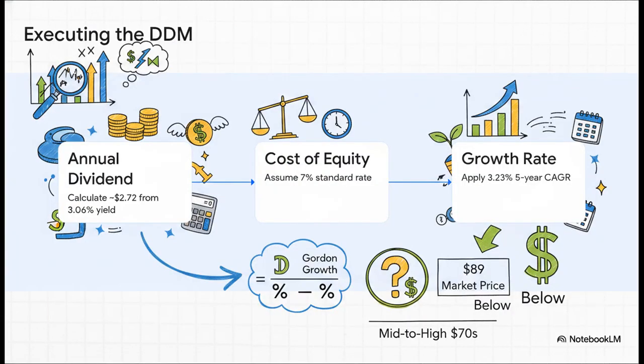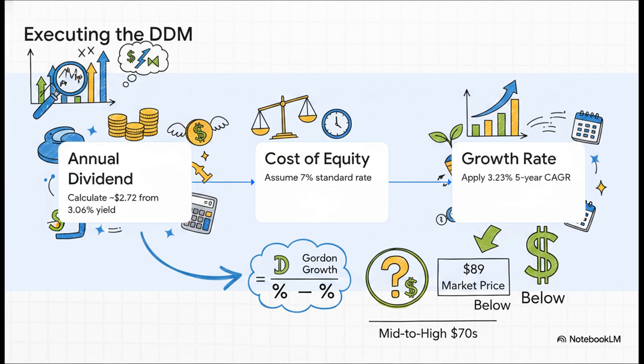Let's actually run the numbers. Step 1. We take that $88.91 price and the 3.06% yield, which gives us an annual dividend of roughly $2.72 per share. Step 2. Since the source data doesn't explicitly give us a discount rate, standard professional practice for a stable utility means we assume a sensible cost of equity. We're going to use 7%.